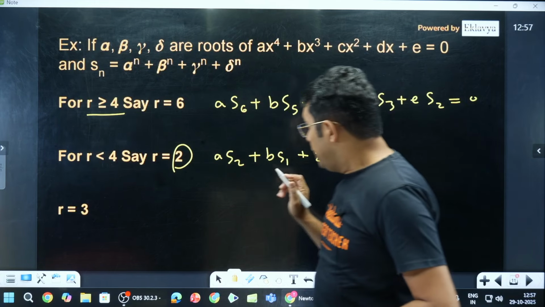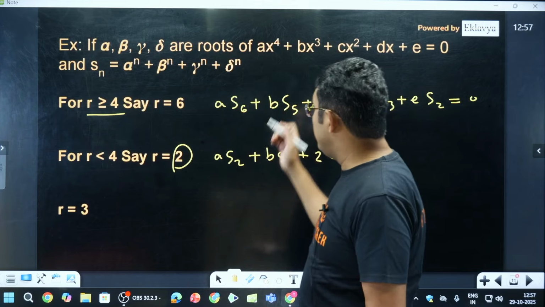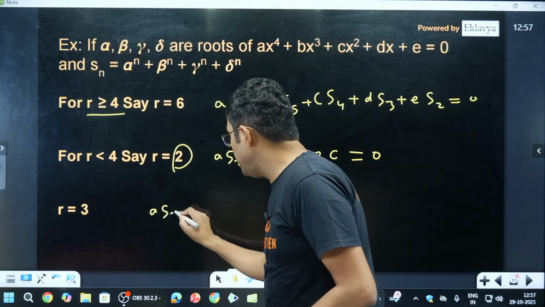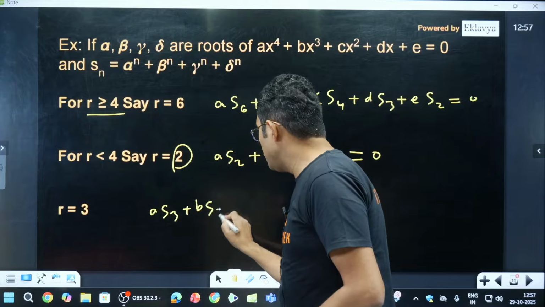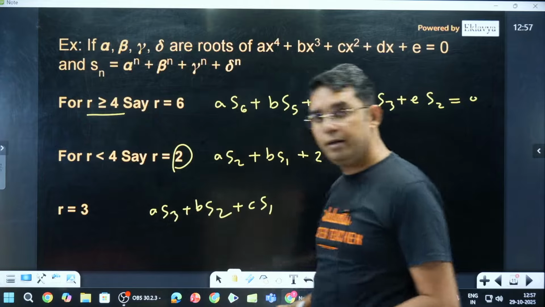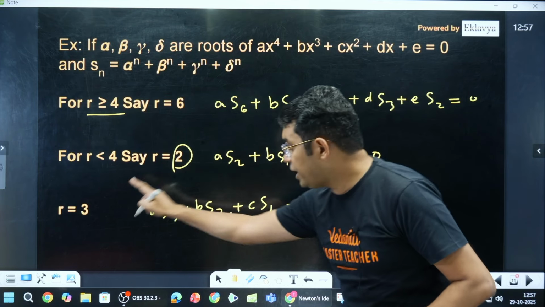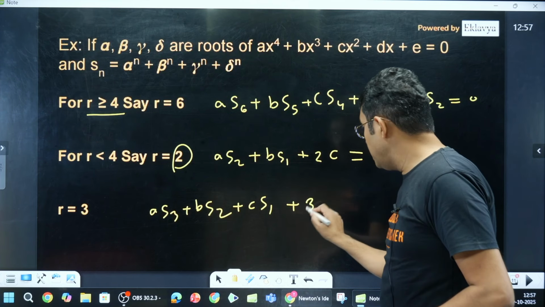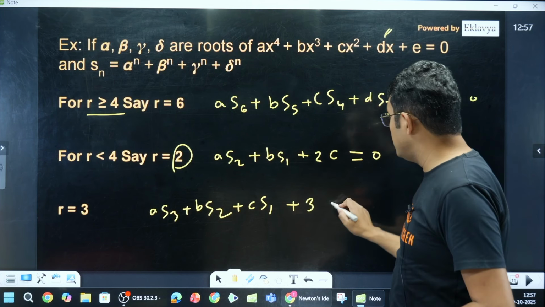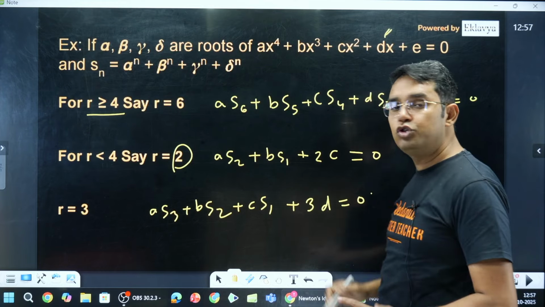Here if R is 3, then what will be happening? I think A S3 plus B S2 plus C S1. Now when it is the turn to write S0, you will be writing this R equal to 3, and whatever coefficient is supposed to come will come here, and that is equal to 0.